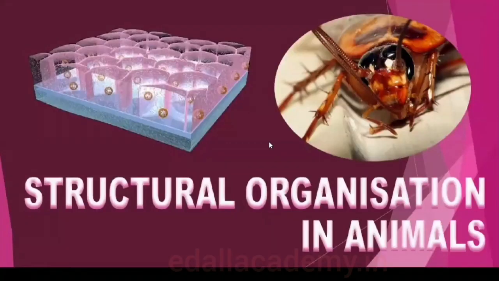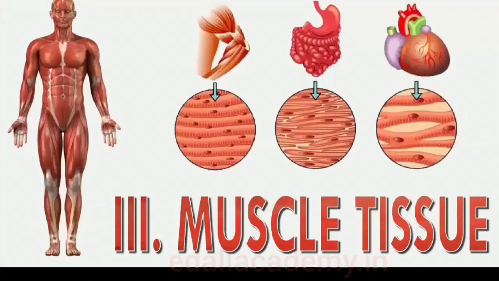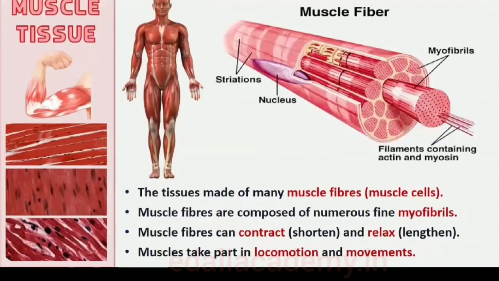Chapter 7 Structural Organization in Animals. 1.3 Muscle Tissue. Each muscle is made of many long, cylindrical fibers arranged in parallel arrays. These fibers are composed of numerous fine fibrils, called myofibrils.